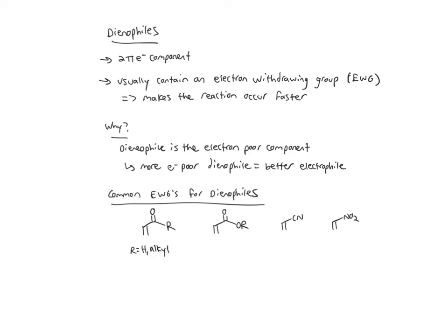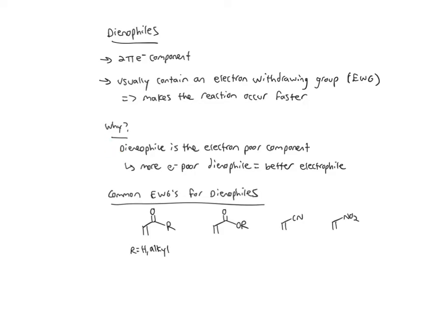In this video, we're going to discuss some of the considerations for dienophiles in the Diels-Alder reaction. So these dienophiles are the 2-pi electron components, and these usually contain electron withdrawing groups, and that actually makes the reaction occur faster.